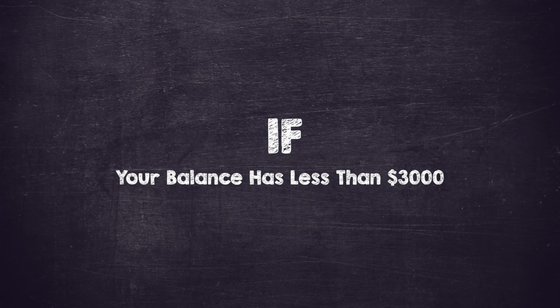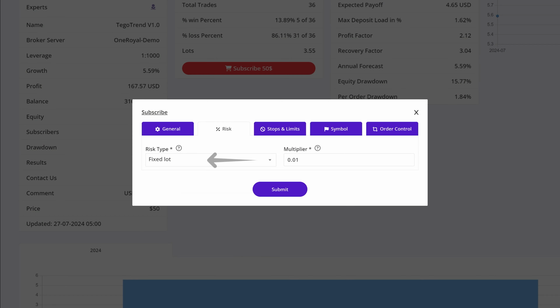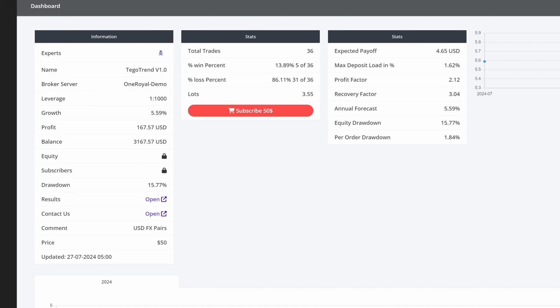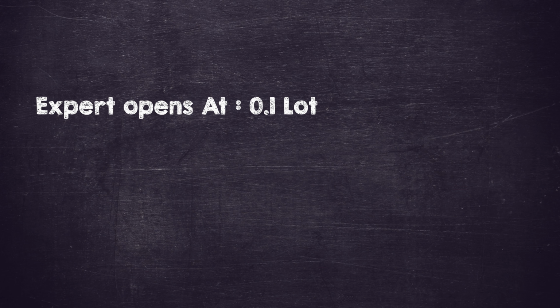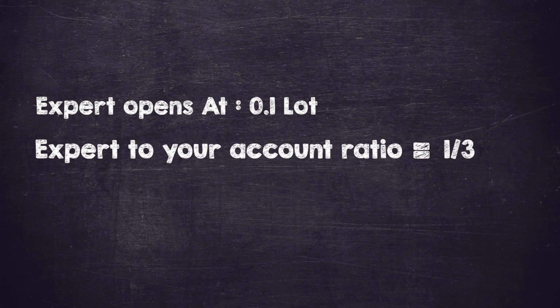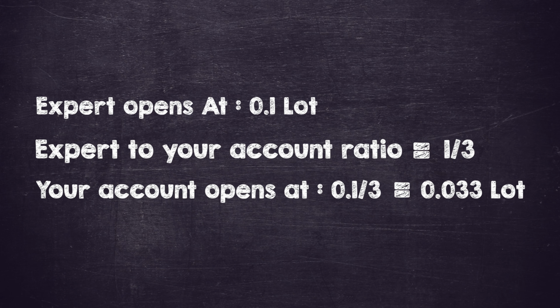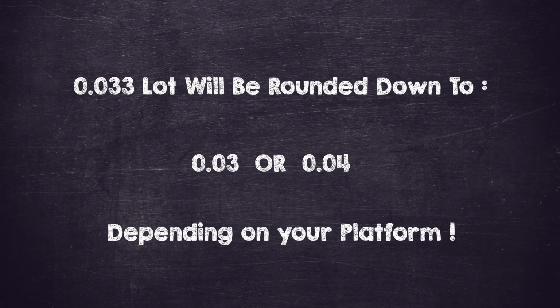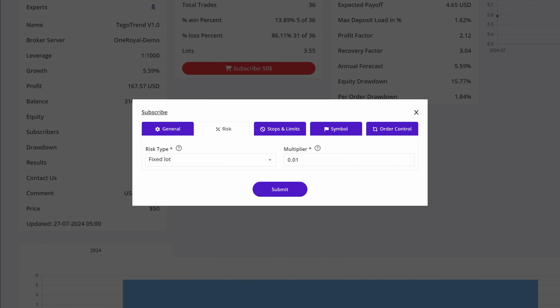Note that if your capital is less than $3,000, it is recommended to use fixed lot risk type, because the growth rate and the drawdown rate of your account may not be exactly the same as the expert. It might be more or less in both cases, and this is because if the expert opens a trade of 0.1 lots and your account is 1/3 of the expert's capital, then the order should be opened with 0.033 lots, which is not accepted by platforms, which means the order will probably be rounded down to 0.03 or might be rounded up to 0.04, depending on the platform you're using. This is not something to worry about, but we are simply explaining what is to be expected.